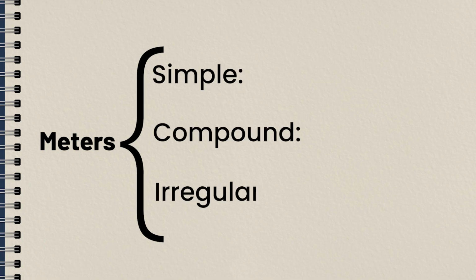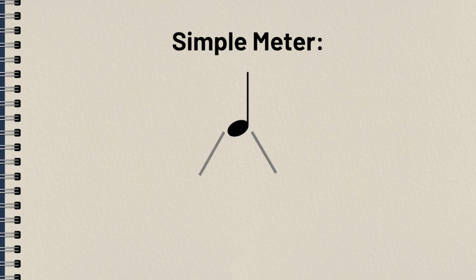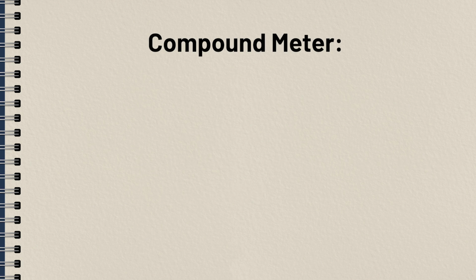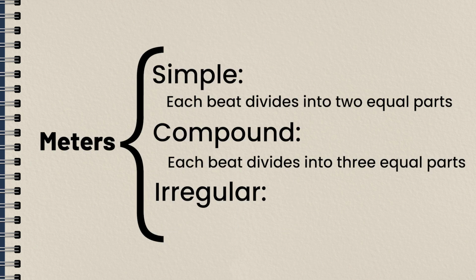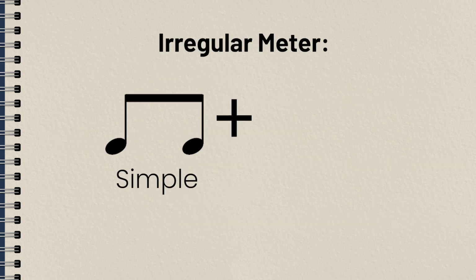Meters in music can be divided into 3 main categories: simple, compound, and irregular. In a simple meter, each beat is divided into 2 equal parts, like a quarter note divided into 2 eighth notes. Compound meters divide each beat into 3 equal parts, like a dotted quarter note divided into 3 eighth notes. Irregular meters, on the other hand, combine both simple and compound beats within the same measure, creating unique and complex rhythms.